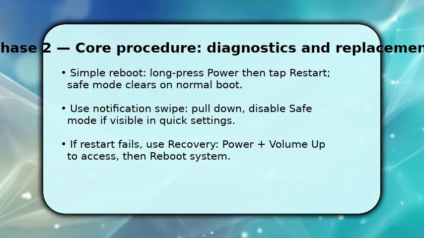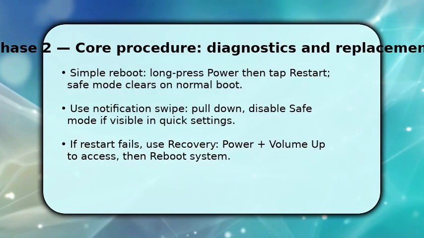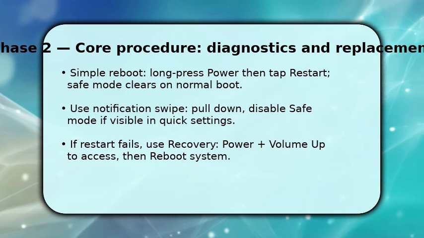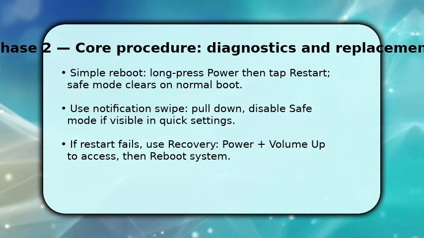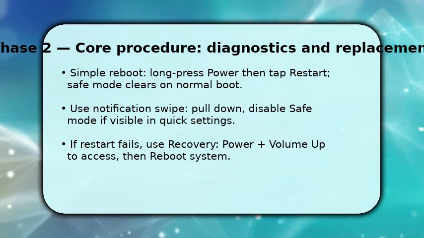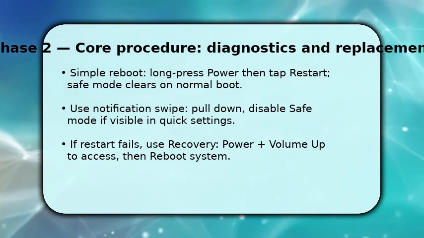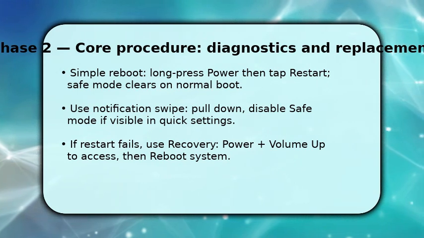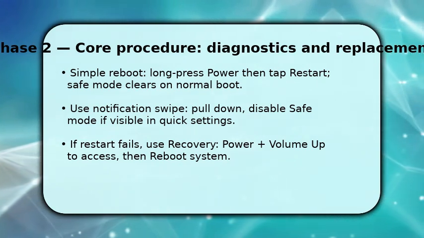Next, you perform the main steps to exit safe mode. Try a standard reboot first. Long press power, then choose Restart. MIUI typically clears safe mode on a normal boot. If safe mode persists, swipe down the notifications shade and look for a safe mode toggle. Disabling it there will return normal operation.